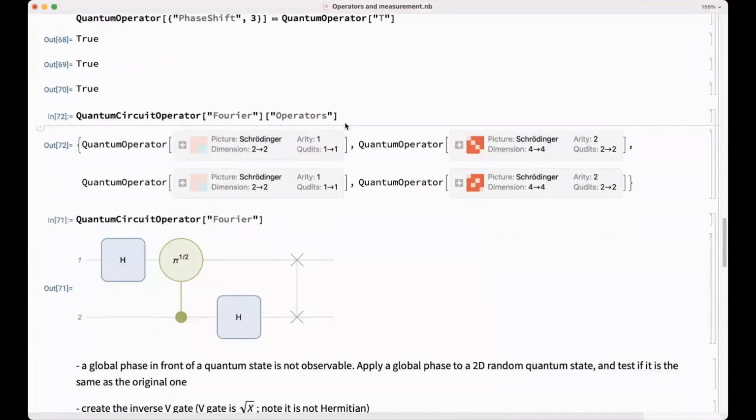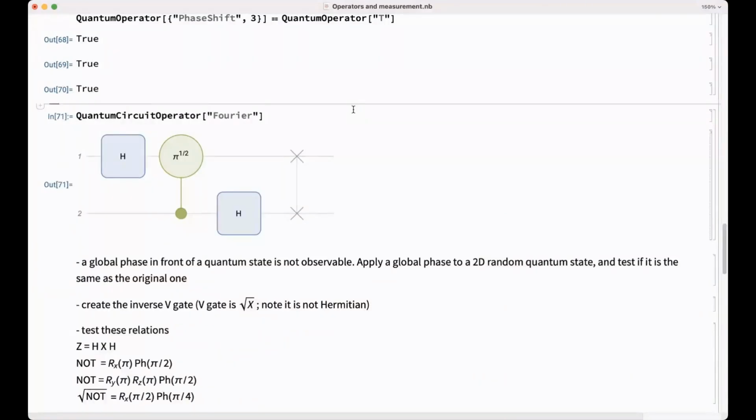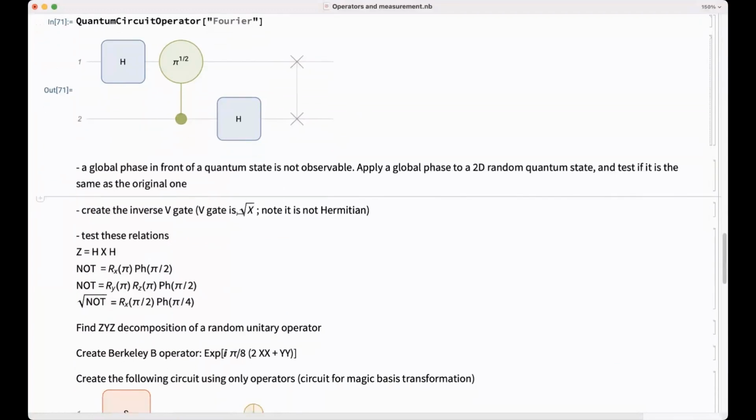Okay, so let's see, next question. Next question is, it would have been much better if we discussed it immediately after that Pauli power, but anyhow we can also discuss it here. Remember, an overall phase in front of a quantum state is not observable. So if you add a global phase in front of any quantum state, you can easily test that.